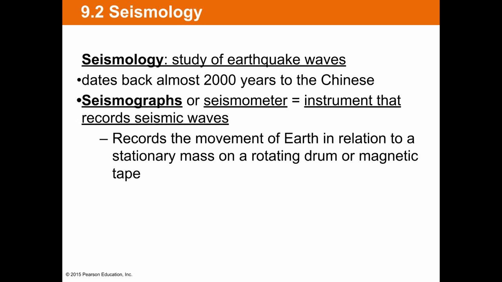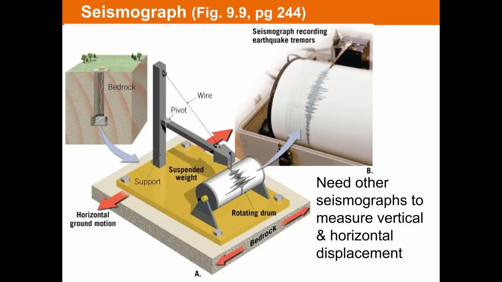In general, seismologists use what are known as seismographs or seismometers. These are instruments that record seismic waves. The records of movement of Earth in relation to a stationary mass on a rotating drum or magnetic tape. That's sort of an older description of seismographs. More recent models obviously use more advanced technology, but they all follow the same basic formula and structure. Here is an image and picture of a seismograph.